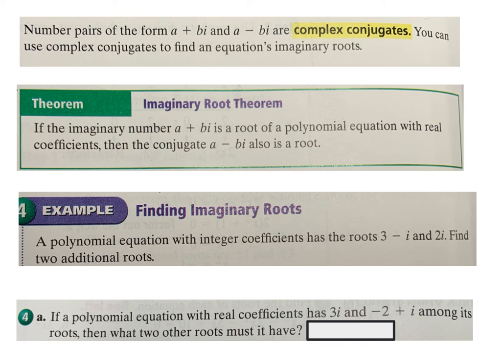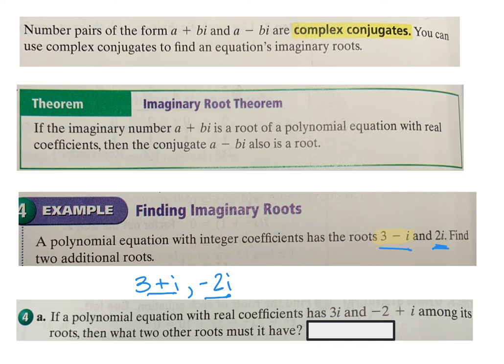Find 2 additional roots. I'm going to do the same thing I just did on that prior example. 3 minus i is going to give me 3 plus i also as a root. Positive 2i is going to give me negative 2i. So I will have 4 roots here: 3 minus i, 2i, 3 plus i, negative 2i. So my degree for this polynomial, if I were to find it, would be 4.